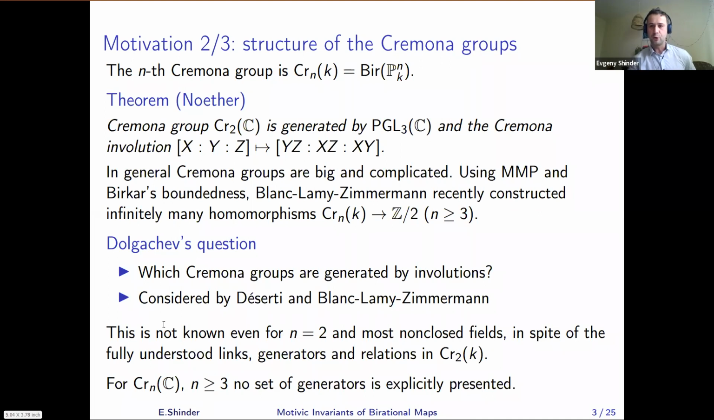So motivation 2 is about a group of birational automorphisms, and we'll be proving that they are not generated by certain types of elements under certain conditions.